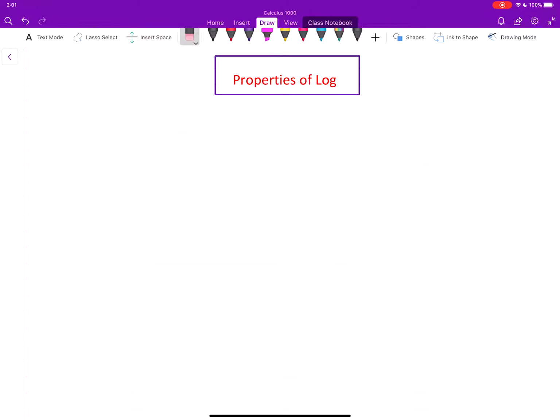Hi, in this video we will learn about properties of logarithmic functions. We already know the definition of log, and based on that we can figure out some facts about log. For example, the first one is some values.